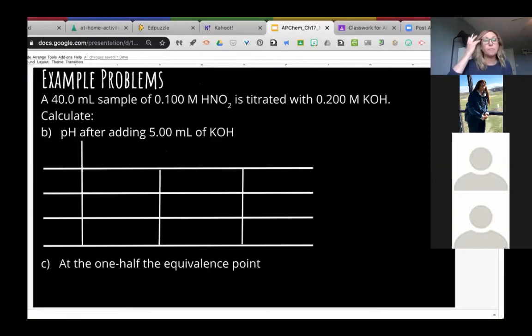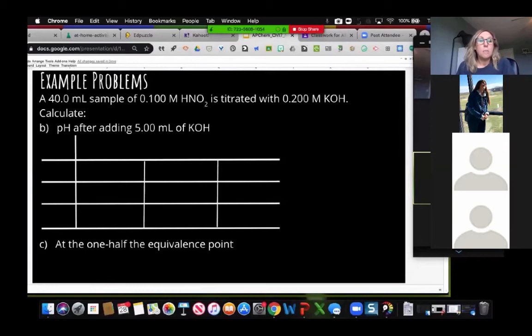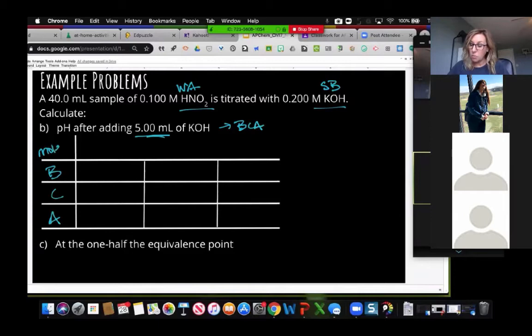Next one, now it says we have the same thing, HNO2, weak acid, titrated with strong base. Now I want to know what is the pH after adding 5 milliliters of KOH. So this one, I need a BCA table. So just like I did before, BCA: before, change, after. Everything has to be converted to moles before it can go into this table.